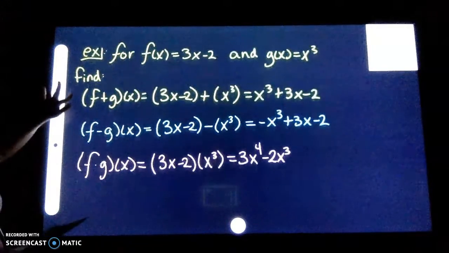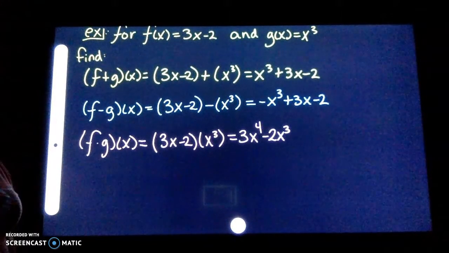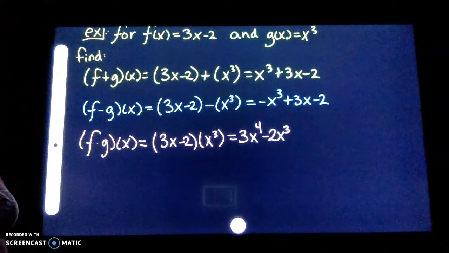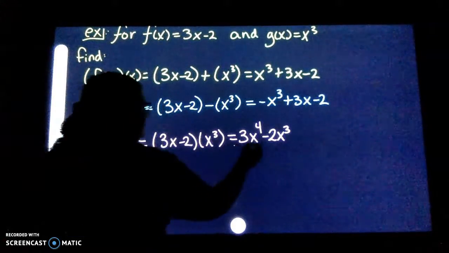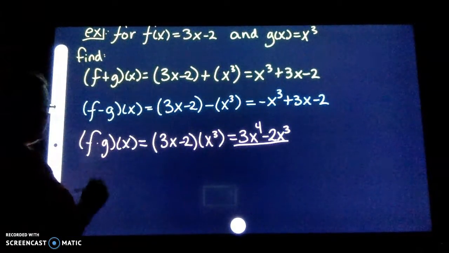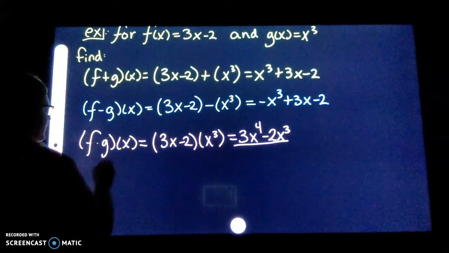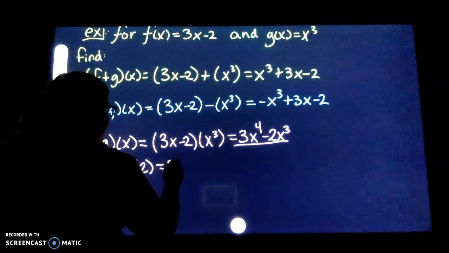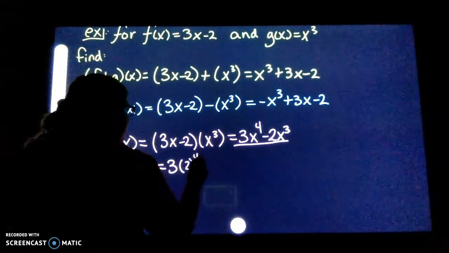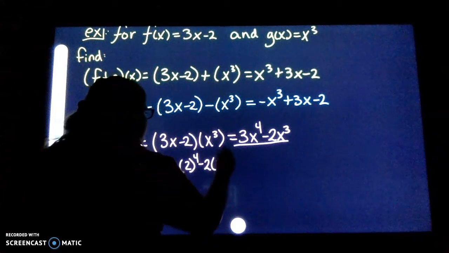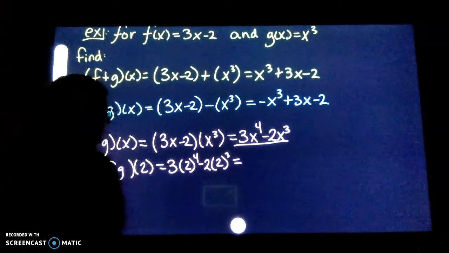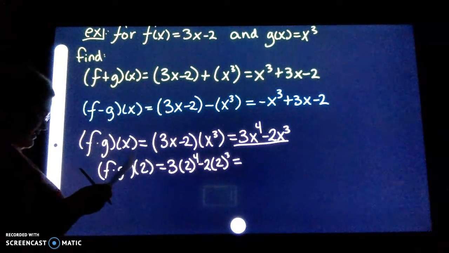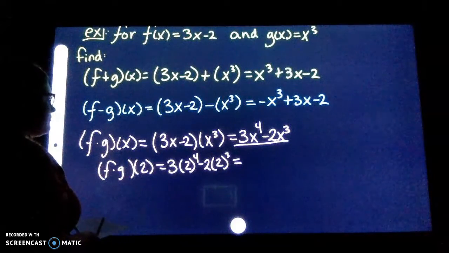So what if I wanted to take this one step further, and I wanted to plug in x equals 2? Well, I'm going to take this final answer, and I'm going to plug 2 in for x. So f times g solved at 2 is going to be 3 times 2 to the 4th minus 2 times 2 cubed. I go ahead and I can simplify this out.